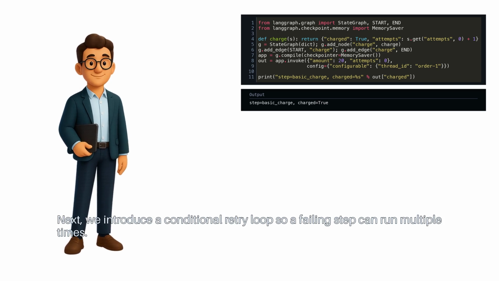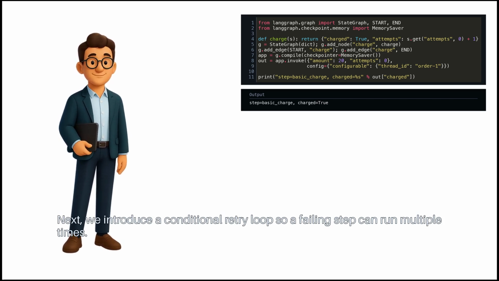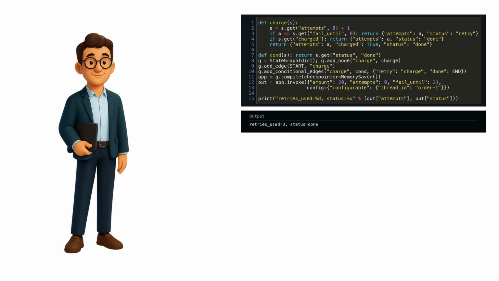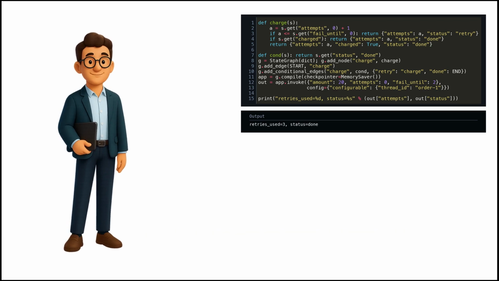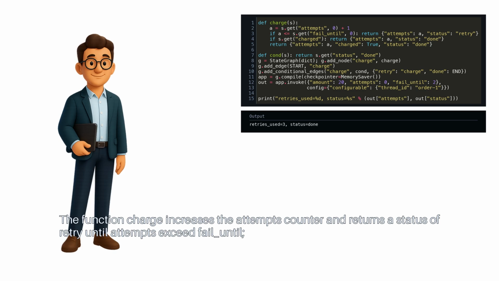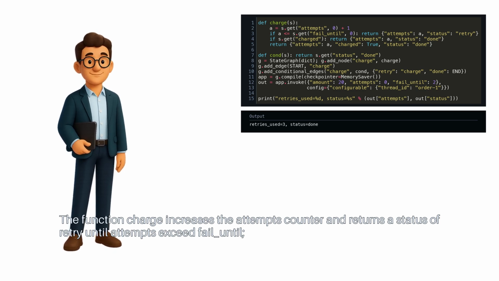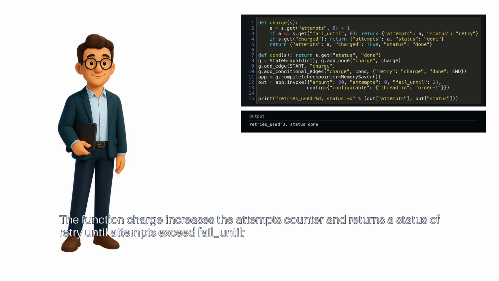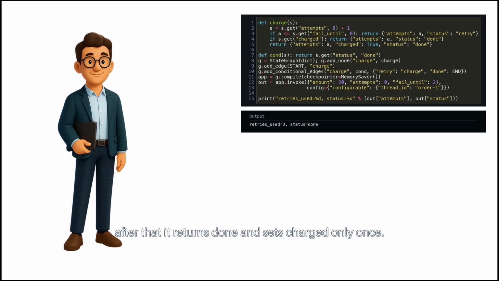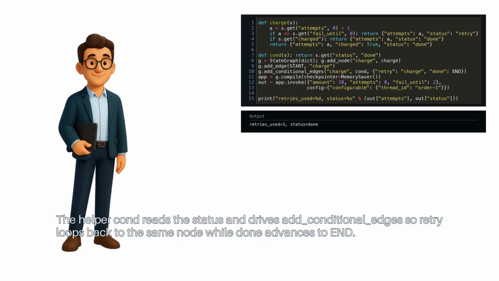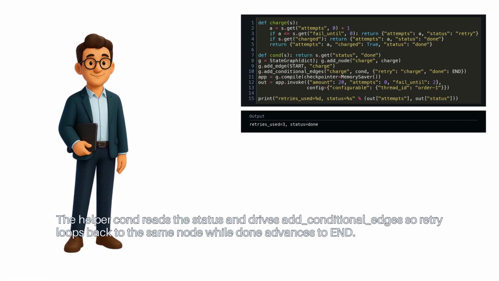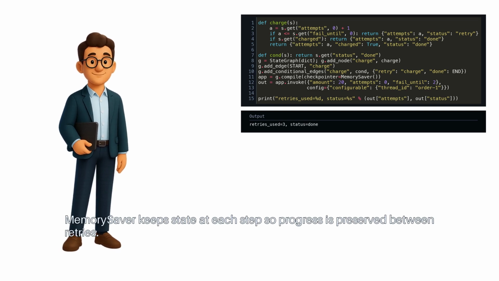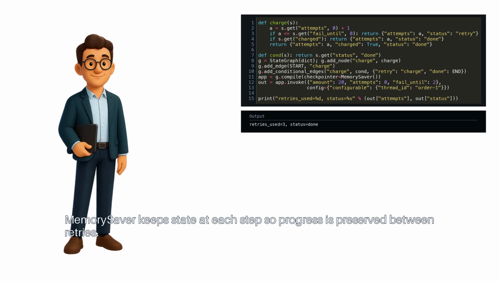Next, we introduce a conditional retry loop, so a failing step can run multiple times. This example adds safe retries in LangGraph using conditional routing. The function charge increases the attempts counter and returns a status of retry until attempts exceed fail_until. After that, it returns done and sets charged only once. The helper cond reads the status and drives add_conditional_edges, so retry loops back to the same node, while done advances to end. Memory saver keeps state at each step, so progress is preserved between retries.